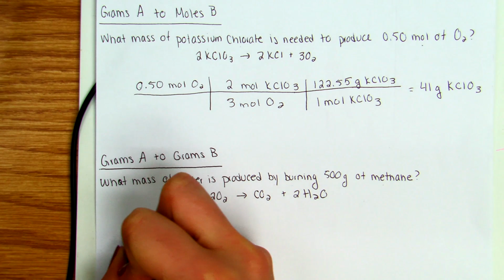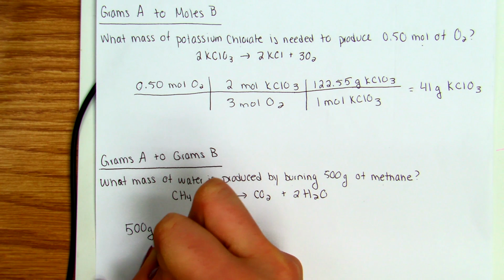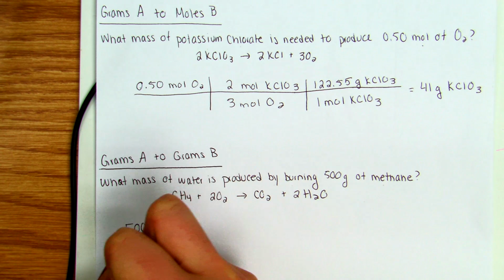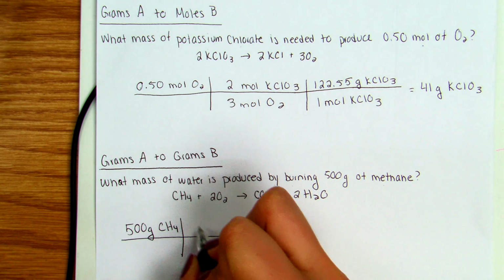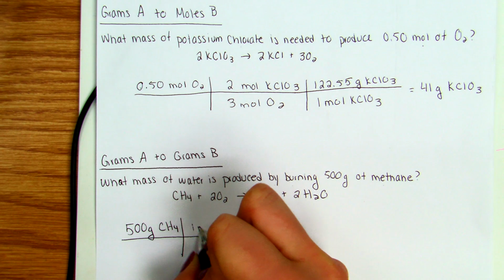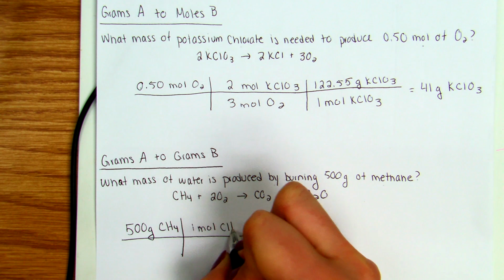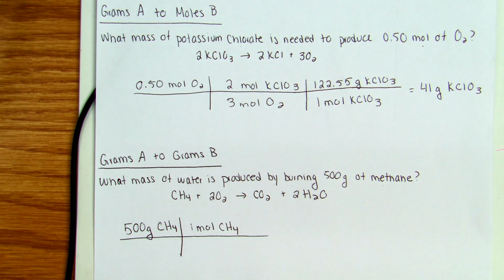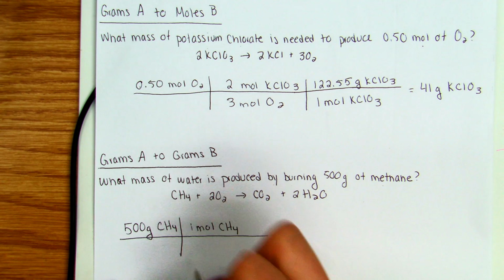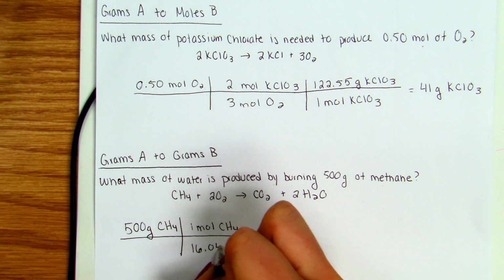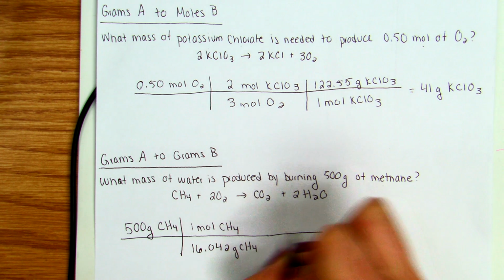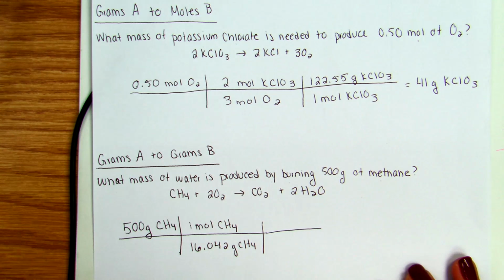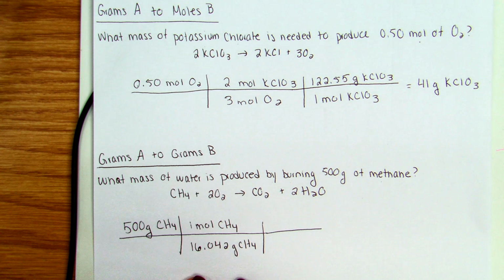So we're starting with 500 grams of methane. And methane is CH4. Now if we look back at our diagram, next we have to go to moles of methane. So in order to get to moles of methane, we're going to put 1 mole of methane on top, and then use the formula mass of methane, which is going to be 16.042 grams of methane. Now if you go back to your diagram, the next thing is to do our mole ratio.